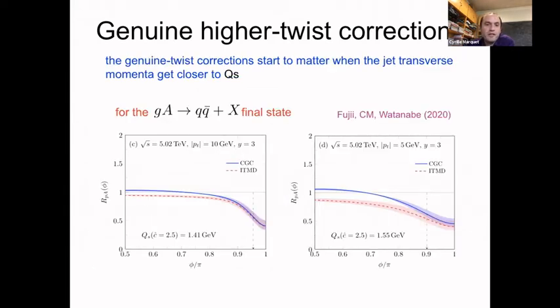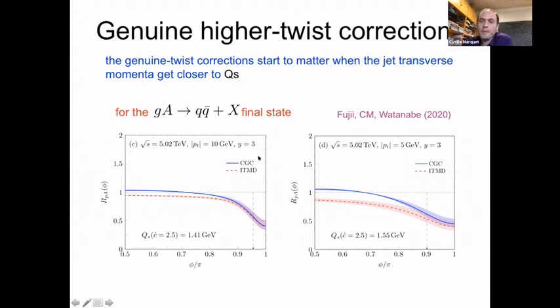So we look at q q-bar jet production in pA collisions at 5 TeV. This plots the cross section as a function of the azimuthal angle between the dijets. The two curves are CGC and ITMD. If PT were 20 GeV, for instance, you wouldn't see any difference between the two curves, so I didn't show it because they really coincide everywhere. As you start to lower the PT, you give a bit more importance to the genuine twist corrections, and you start to see deviations between the two formulas, the genuine twist appearing at angles away from delta phi equals pi. This is where they first appear.